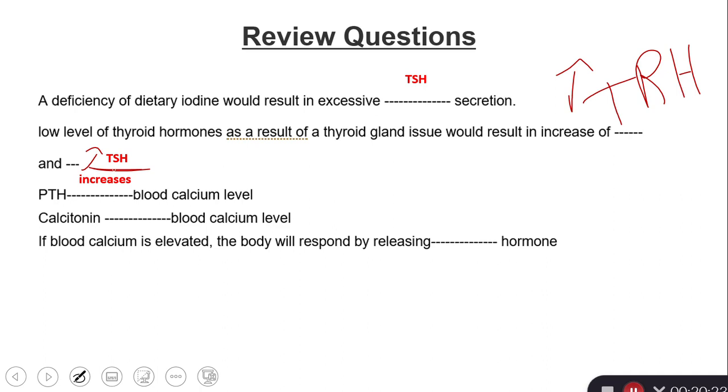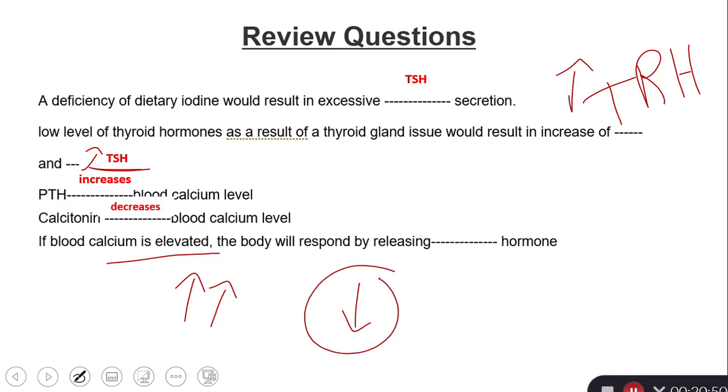Parathormone is the hormone that comes from the parathyroid glands, and its function is to increase blood calcium level. On the other hand, calcitonin decreases blood calcium level. So they are antagonistic hormones. If blood calcium level increases, the body will respond by releasing which one of them? So here, the blood calcium is higher than it should be, and we want to get this down to normal. And then calcitonin hormone is going to be released because this is the hormone that delivers the calcium from the blood to be stored in bone.